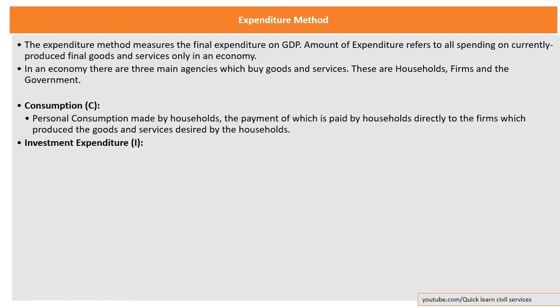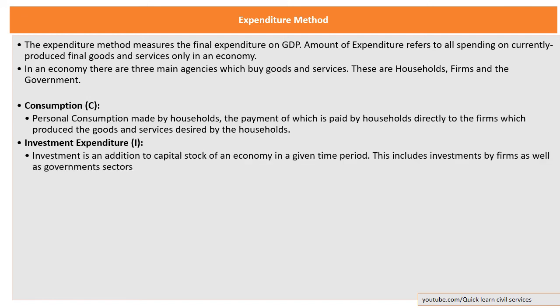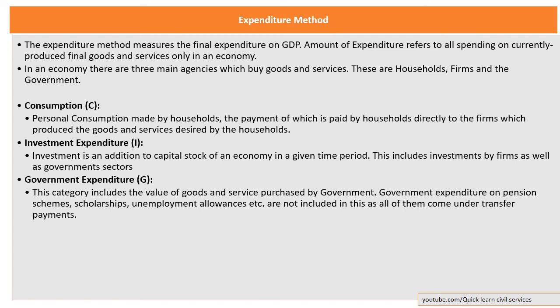Investment expenditure. Investment is an addition to capital stock of an economy in a given time period. This includes investments by firms as well as government sectors. Government expenditure. This category includes the value of goods and services purchased by government. Government expenditure on pension schemes, scholarships, unemployment allowances etc. are not included in this as all of them come under transfer payments.